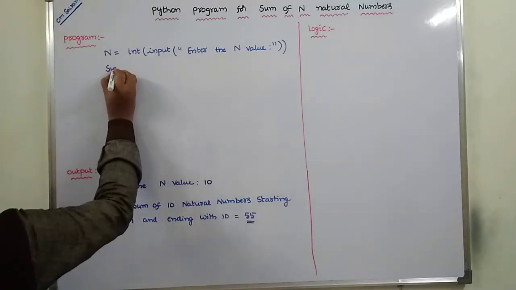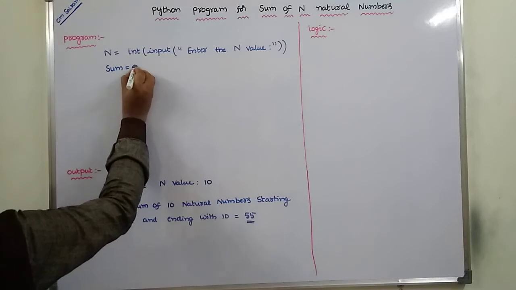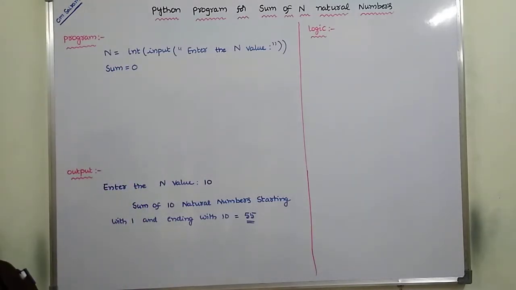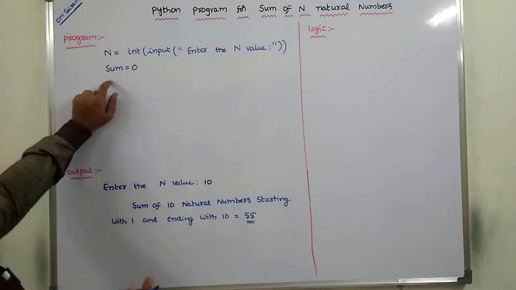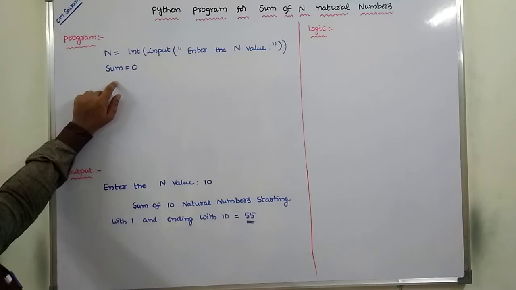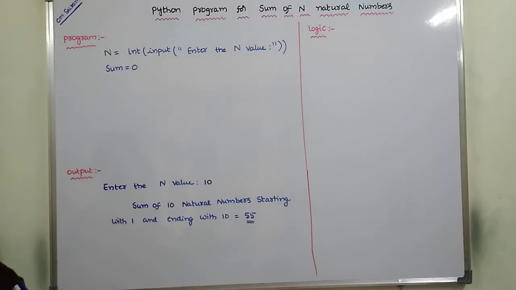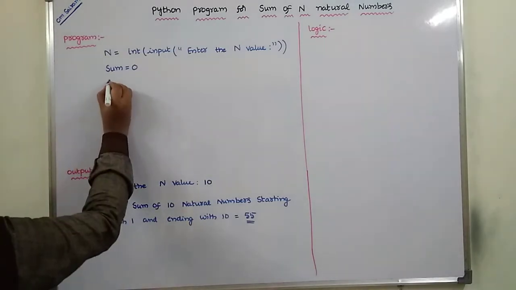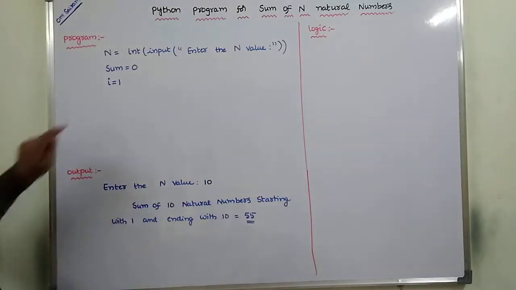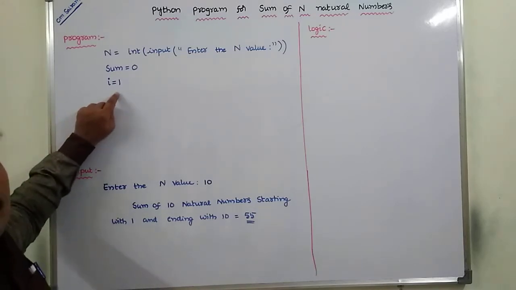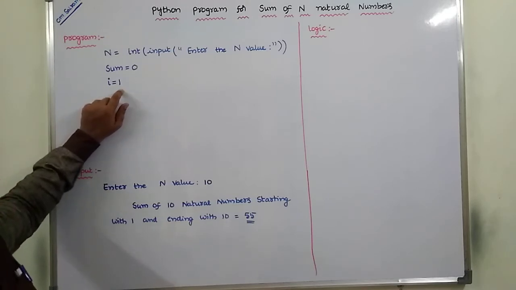Initially, sum is equal to 0. Before going to sum value, initially sum is equal to 0. That means I am not adding any natural numbers. So that sum is equal to 0. Next one, I is equal to 1. So I is a loop variable starting with 1 because natural numbers start with 1.